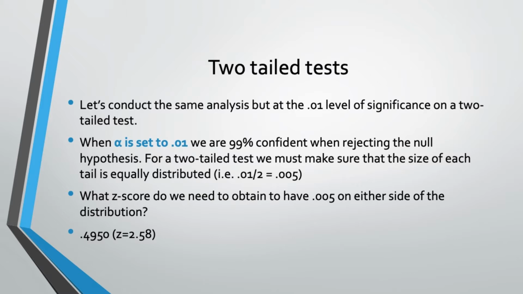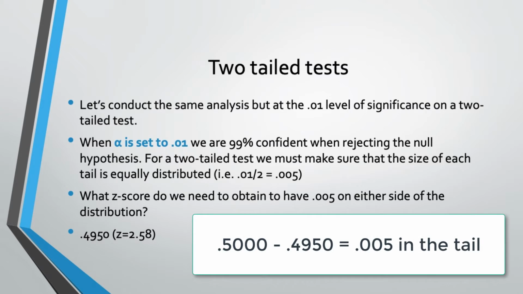So what z-score do we need to obtain to have 0.005 on either side of the distribution? Well, we would do the same exact thing that we did in the previous example. So we want to have 0.005 in the tail. That is our rejection zone. We know that 50% of observations are to the right of the mean. So really all we have to do is take 0.5000 and subtract 0.005 from that, and we end up with 0.4950. So that's the shaded region that we have to find in our z-table.